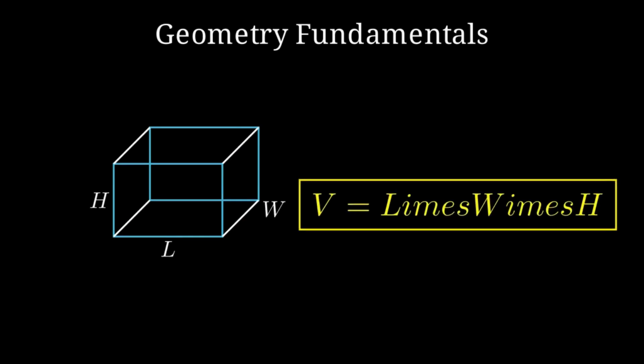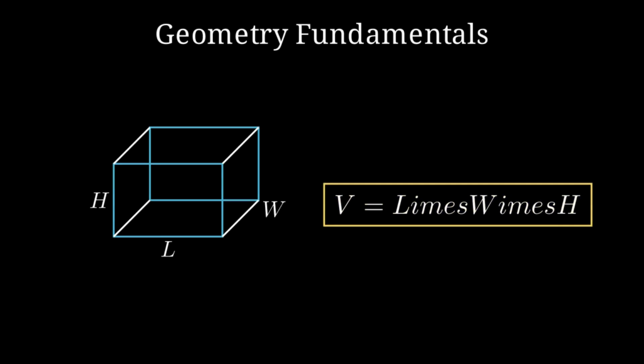For a standard box, the volume is length times width times height. In most problems, these dimensions will be related to a single variable, such as the size of the corner we cut out of a flat sheet of material.